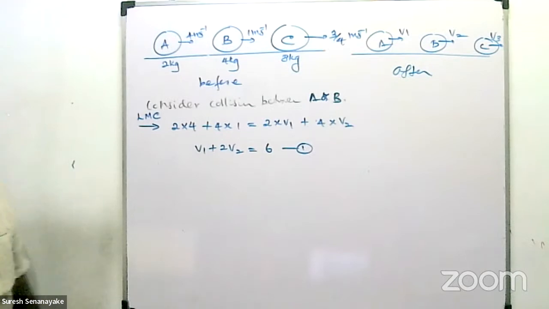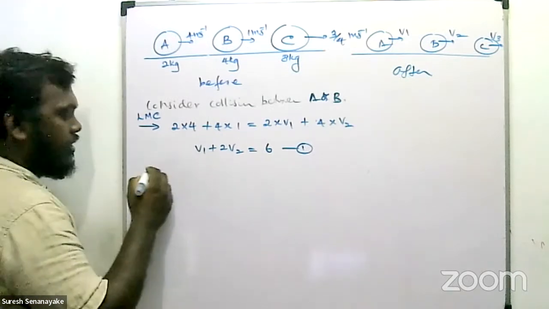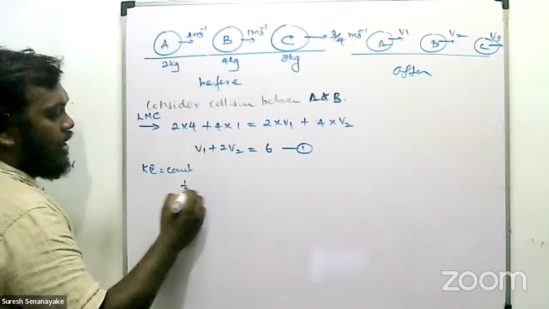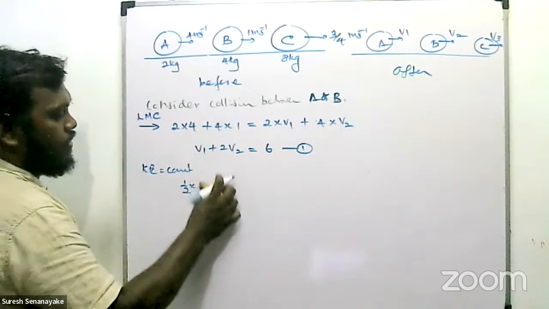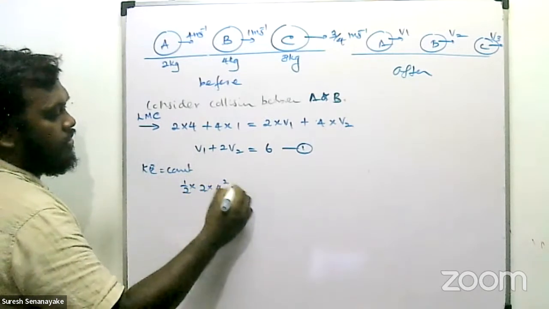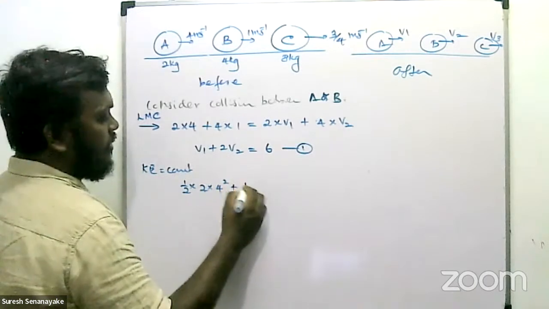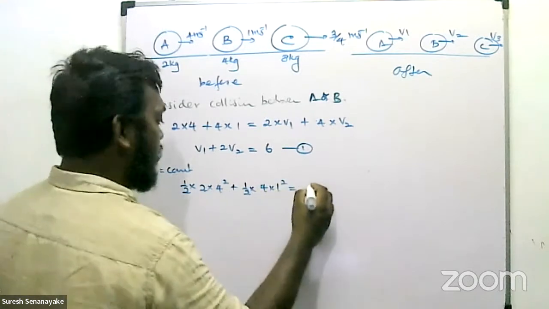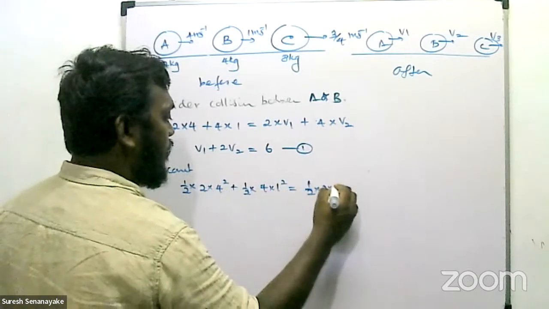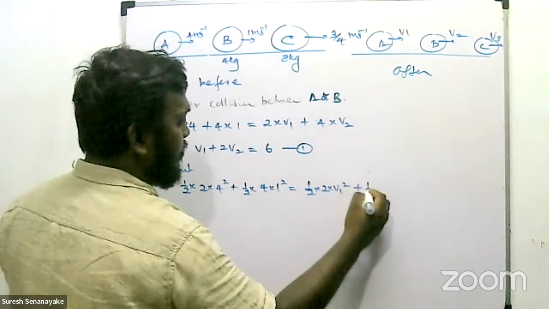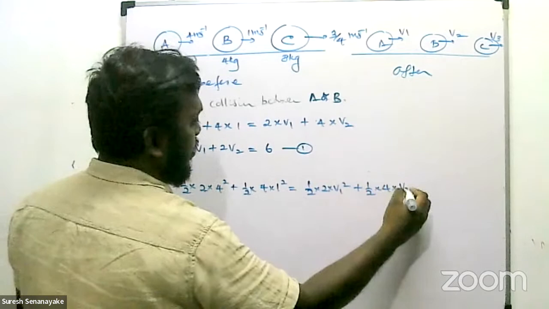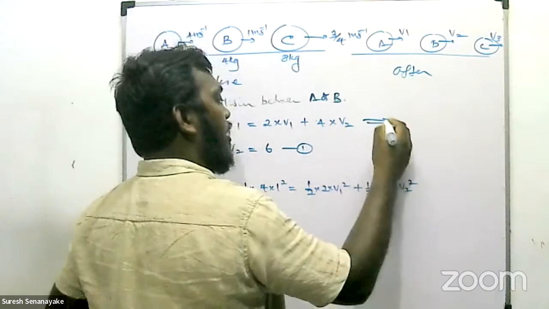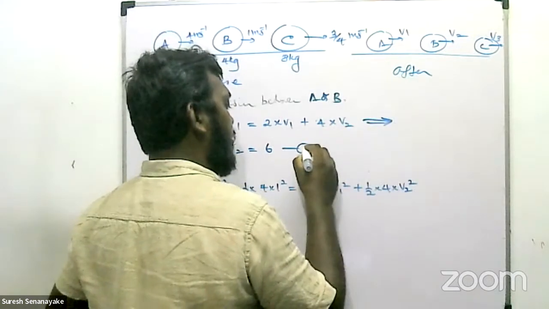Right, for elastic collisions we can apply that the kinetic energy remains constant. So half into 2 into 4 square plus half into 4 into 1 square equals half into 2 into V1 square plus half into 4 into V2 square. And using this equation I'll take another one; let's say this is the first one, and this is another one.